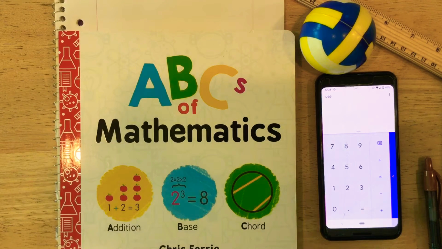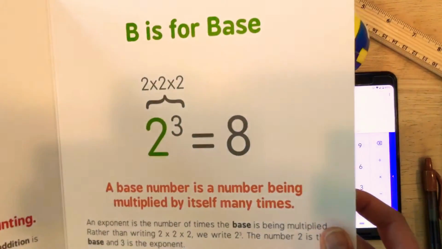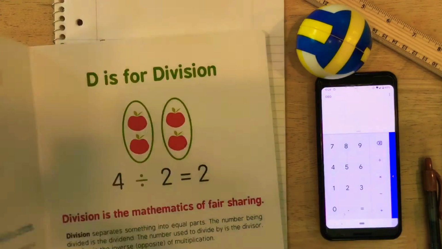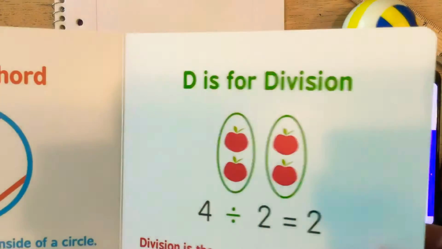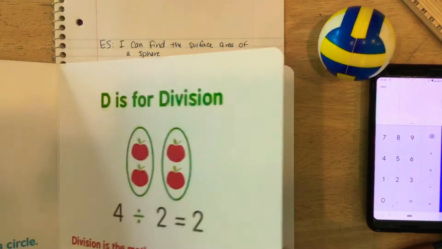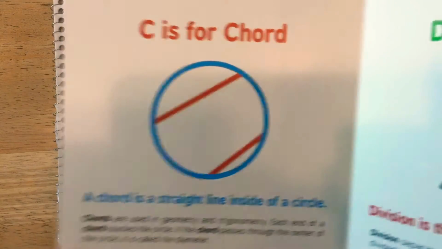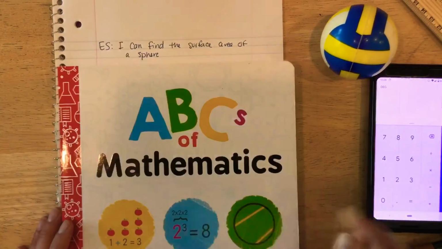All right, seventh graders, today I'm just going to read you a book about the ABCs of mathematics. A stands for addition, B for base, C for chord. Just kidding. All right, actually, chord would be useful. A chord is a straight line inside of a circle. So we're talking about circles today.